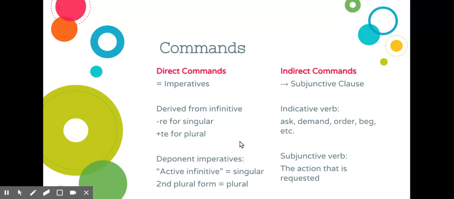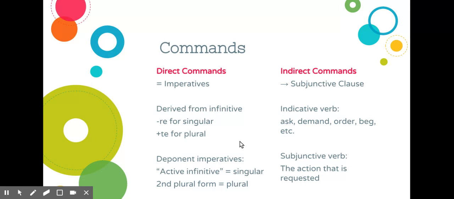So in the left-hand column, we talked initially about direct commands. In Latin, if you remember, we call them imperatives. It's a special mood of verbs that's devoted specifically to creating a command, which usually, at least in English, has an exclamation point. Imperatives are derived from infinitives. Usually from an infinitive, we take off re, we make the singular form, and then we take that singular form and we add te to make the plural form. This is Latin 1 stuff. This is stuff that I know you already know.